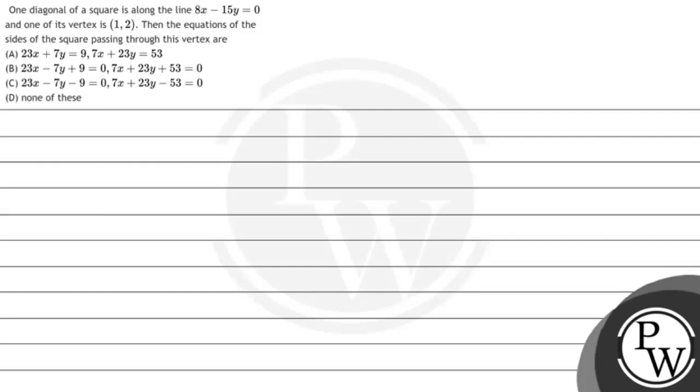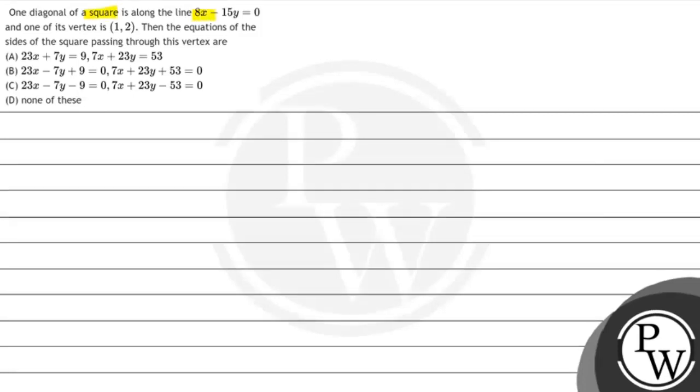Hello बच्चों, let's see the question. The question says that one diagonal of the square is along the line 8x minus 15y is equal to 0 and one vertex is (1, 2). Then the equations of the sides of the square passing through this vertex are, so you have 4 options. You have to tell the equation of sides of a square.